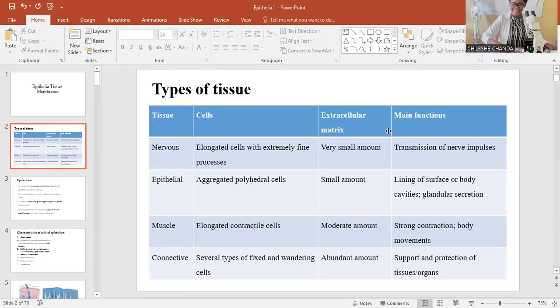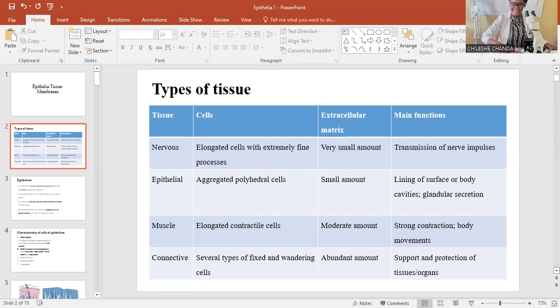Okay, so welcome to today's session. We are going to continue looking at epithelial tissue like we started last time. So today we are going to start where we ended last time, and let us do a quick recap of last session.